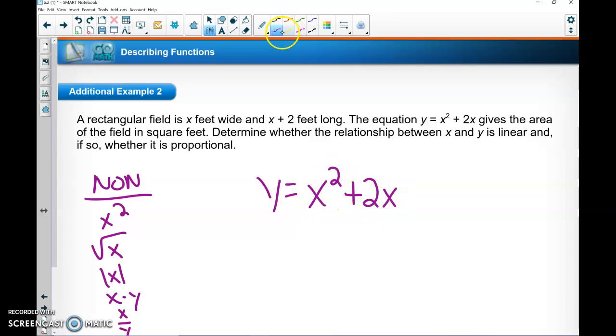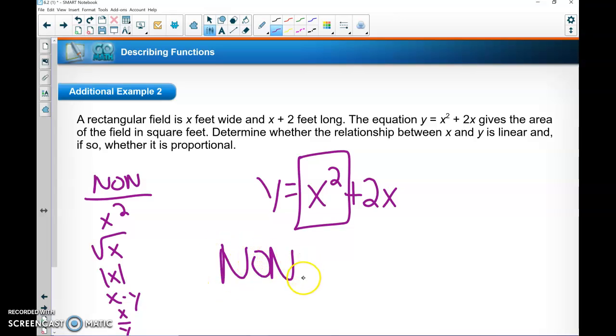And I see it does break one of these rules. It has an x squared right there. So that means since it has an x squared, it is nonlinear. So I'm going to write nonlinear. And it says if it's linear, say whether it's proportional or not, which I don't have to do because it's nonlinear.